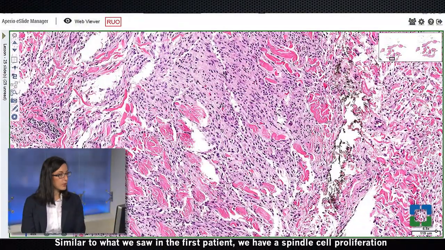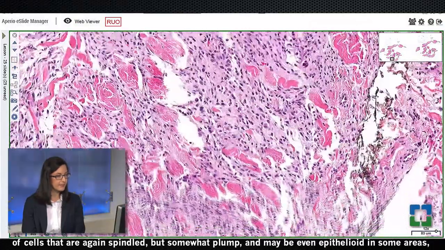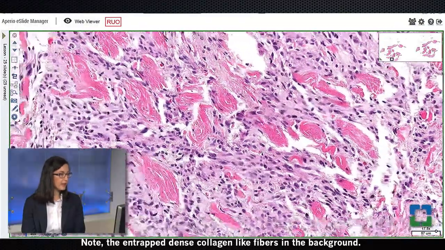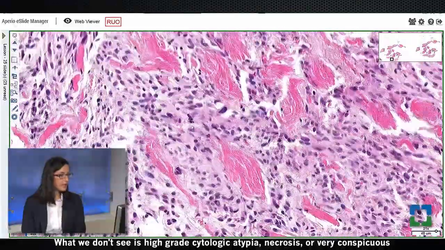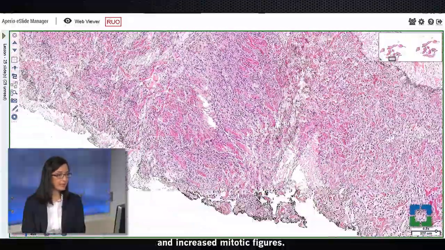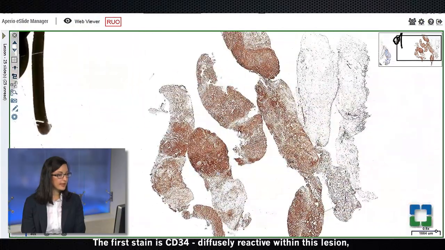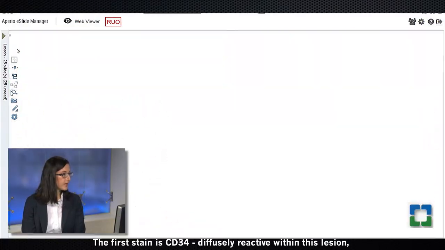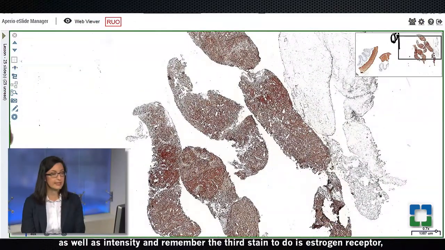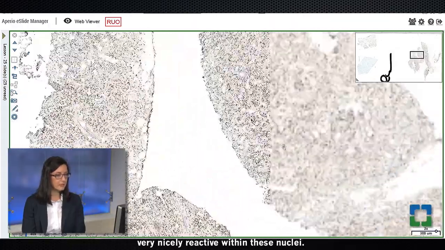Similar to what we saw in the first patient, we have spindle cell proliferation of cells that are again spindle, but somewhat plump and maybe even epithelioid in some areas, amphophilic cytoplasm, and really low-grade cytologic atypia. Note the entrapped dense collagen-like fibers in the background. What we don't see is high-grade cytologic atypia, necrosis, or very conspicuous and increased mitotic figures. So let's take a look again at the immunoprofile. The first stain is CD34, diffusely reactive within this lesion. The second stain is desmin, with very similar distribution in its reactivity as well as intensity. And remember, the third stain to do is estrogen receptor, very nicely reactive within these nuclei.